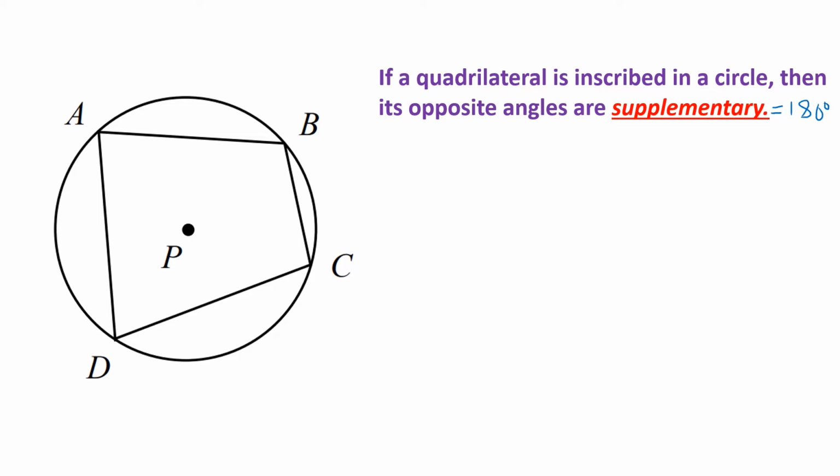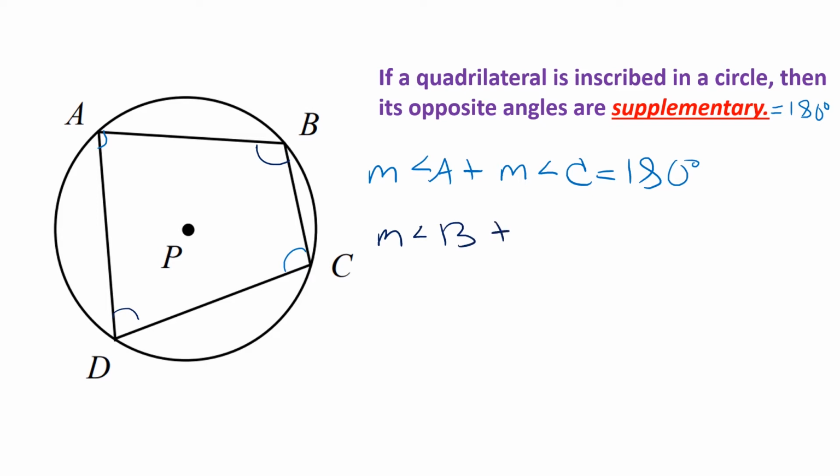So our opposite angles here are angles A and C. So we could say that the measure of angle A plus the measure of angle C is equal to 180 degrees. And then the other two opposite angles here are D and B. So we could say the measure of angle B plus the measure of angle D is also equal to 180. So let's try a few problems using this information here.